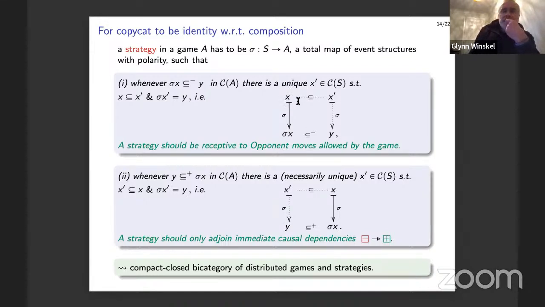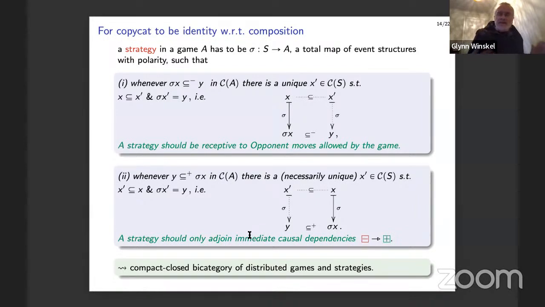If you have a state of play X in the strategy and it goes to a position sigma X in the game, and from that position, opponent can make some moves and go to a new position Y, then receptivity says that the state of play X can be extended uniquely to another state of play X prime, which images down to that new position. And the other condition, so-called innocence, says that if you're in a state of play X, which images to a position sigma X in the game, and you could, at least in principle, retract that purely by player moves, and that's what this plus is meaning here, to a position Y, then that retraction can also be done within the state of play.